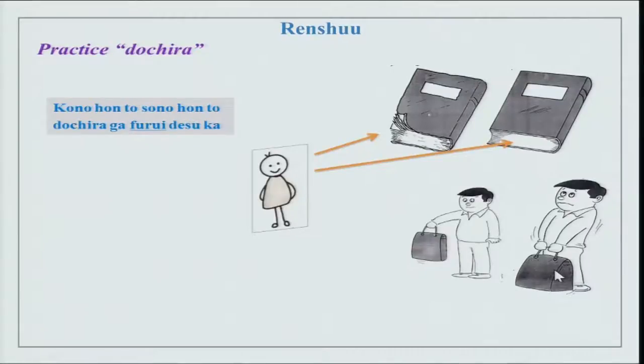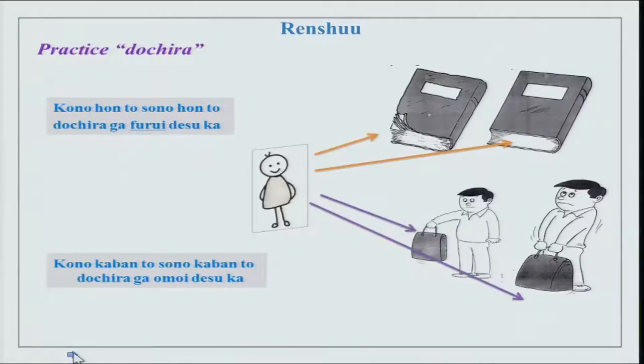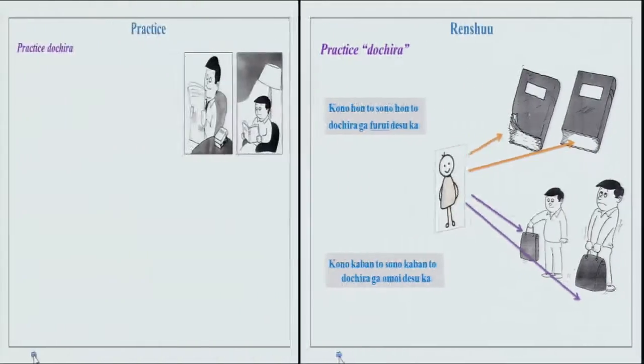Then you have two kabans over here. What is it now? What is Tanaka-san saying again? Kono kaban to sono kaban to dochira ga omoi desu ka? Omoi is very, very heavy. Kono kaban no hou ga omoi desu. When I compare the two, then kono kaban no hou ga omoi desu. So, very clearly comparison is shown, and with no hou ga above this. So, this one is more than or above this kaban, heavier than this kaban.